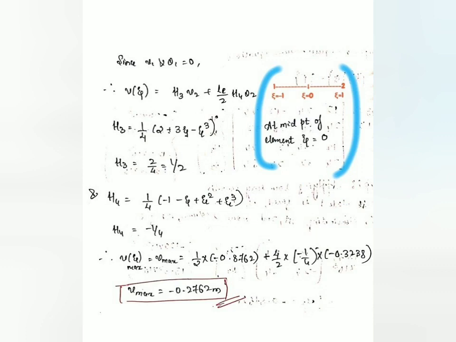Substituting again this, you got a maximum deflection, that is Vmax, as minus 0.2762 meter, which you will get at a midpoint of a beam. So this is the solution for this particular beam problem.